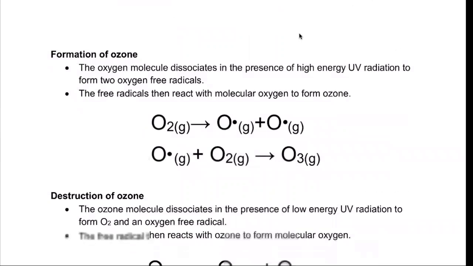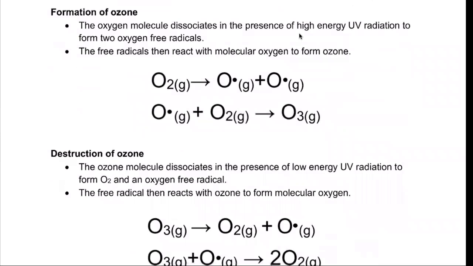Here's how this relates to our bond enthalpy. Up in the atmosphere, oxygen molecules can dissociate if they're in the presence of high energy UV radiation. When they dissociate, they form what we call oxygen free radicals. Free radicals are atoms that have a single electron, okay? And they're not very stable. We don't like them. Free radicals are bad. Everybody wants to have pairs of electrons, not single electrons.